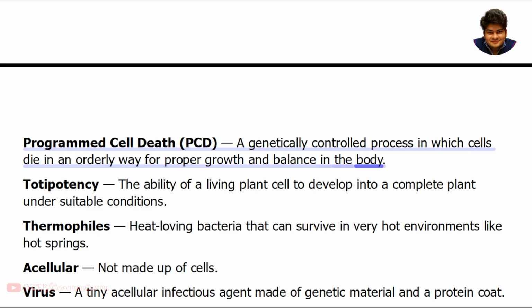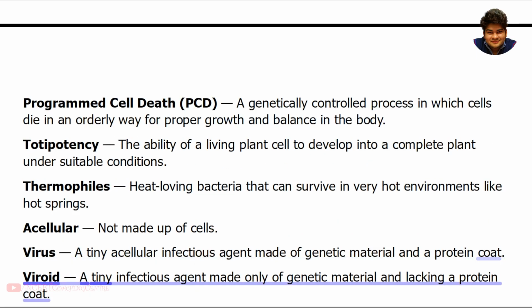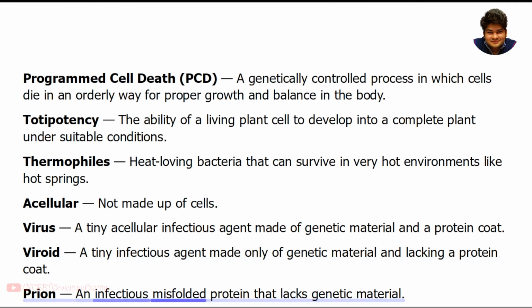Totipotency, the ability of a living plant cell to develop into a complete plant under suitable conditions. Thermophiles, heat-loving bacteria that can survive in very hot environments like hot springs. Acellular, not made up of cells. Virus, a tiny acellular infectious agent made of genetic material and a protein coat. Viroid, a tiny infectious agent made only of genetic material and lacking a protein coat. Prion, an infectious misfolded protein that lacks genetic material.